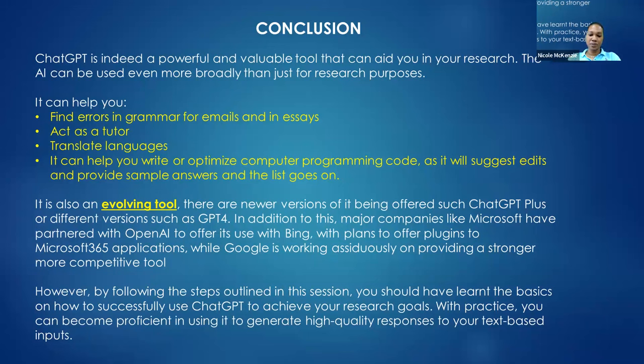The AI is also an evolving tool. There are newer versions of it being offered, such as ChatGPT Plus, or different versions such as ChatGPT 4. In addition, major companies like Microsoft have partnered with OpenAI to offer its use with Bing, with plans to offer plugins in Microsoft 365 applications, while Google, as a competitor, is working assiduously on providing a stronger, more competitive tool. However, in closing, by following the steps outlined in this session, you should have learned the basics on how to successfully use ChatGPT to achieve your research goals. And with practice, you can become proficient in using it to generate high-quality responses to your text-based inputs.